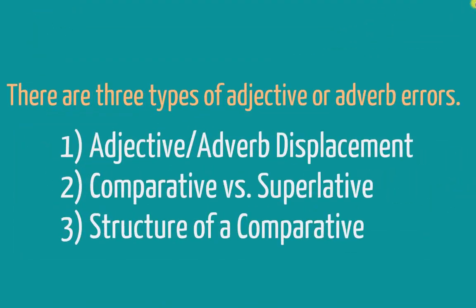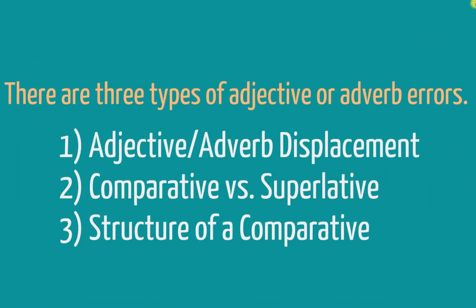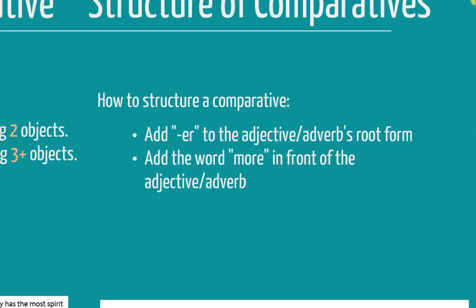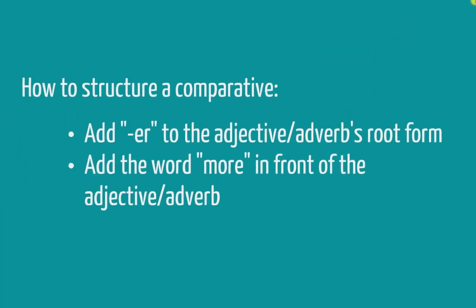Alright, so let's continue on to the final type of adjective or adverb error. The structure of a comparative error involves wrongly forming the comparative form of an adjective or adverb. In order to identify this type of error, you first have to know how to correctly form a comparative. So this can be done one of these two ways.